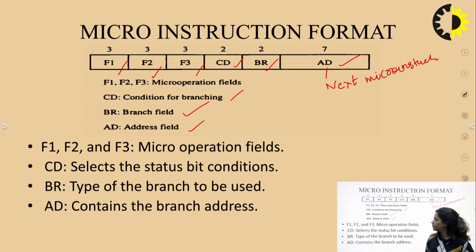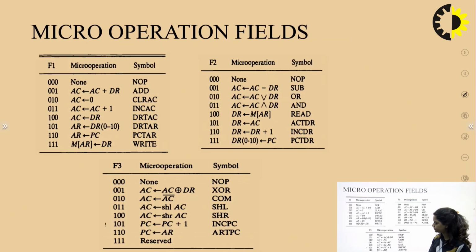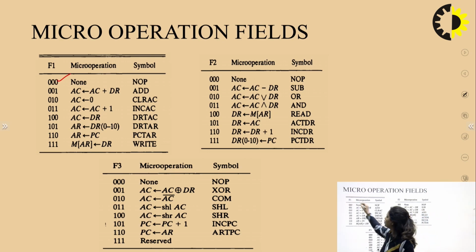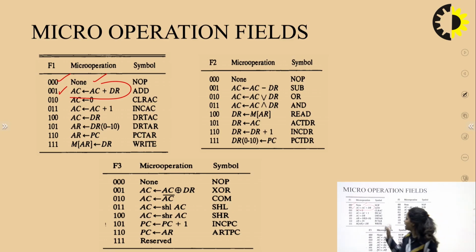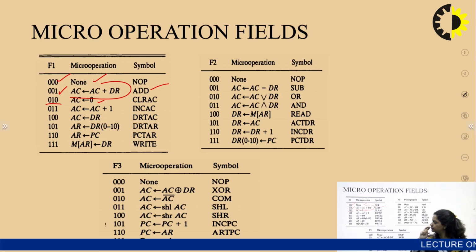For that purpose, we have some tables of these micro-operation fields. For F1, we have these 7 micro-operations at different locations. Like at 000, no operation will be performed. At 001, we have an addition operation between the accumulator and the data register, AC and DR, the add operation. And then at 010, so these 3 bits decide which micro-operation is being performed in field number F1. Out of these 7, only 1 micro-operation will be performed at a time.